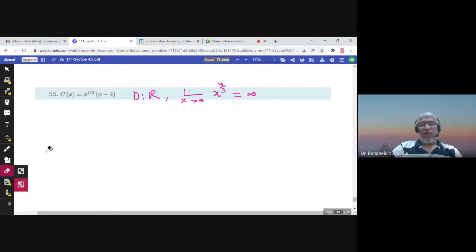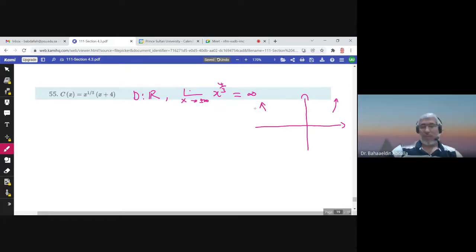So when x approaches infinity or negative infinity, the graph goes to infinity. So it goes to infinity from here and from here. All right. What else? Is there a horizontal asymptote? No, because of this infinity. Vertical asymptote? The domain is all real numbers, so no vertical asymptote. No horizontal asymptote. What are the x-intercepts?